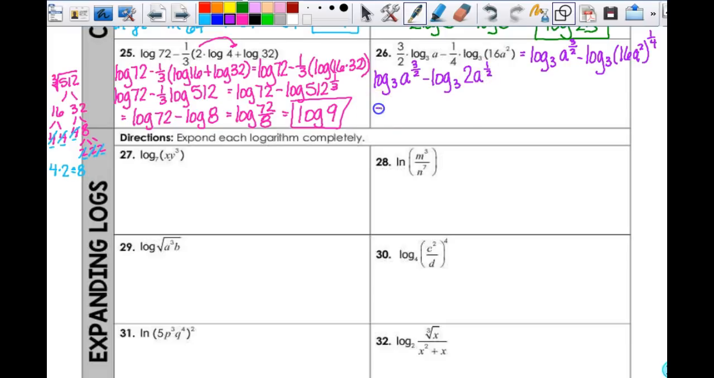So then this can become, I'm going to use my quotient rule. This is going to give me log base 3 of a to the 3/2 over 2a to the 1/2 power. And so I have the same bases here on the a. The 2 stays in the denominator. And then this is a to the 3/2 and a to the 1/2. And so since the bases are the same, I subtract the exponents. So 3/2 minus 1/2 is 2/2, or just 1. So I'm just left with an a in the numerator, and that's my answer.